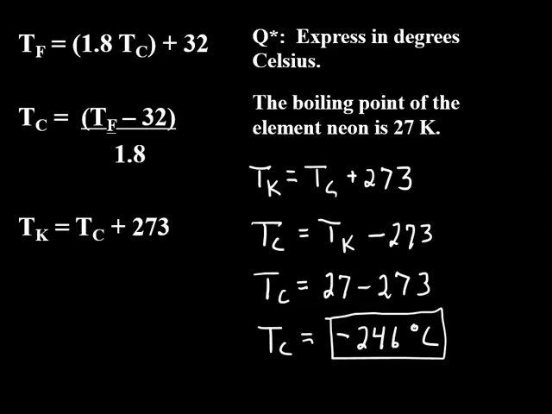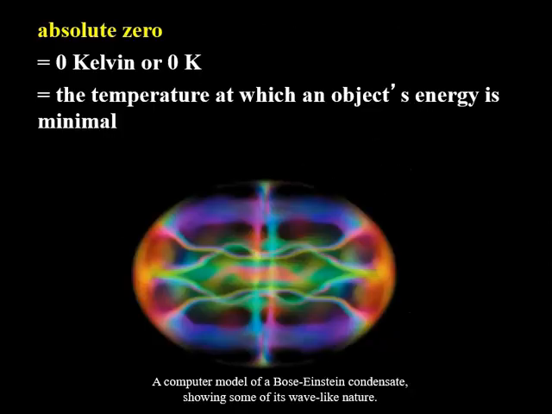When do we have negative Kelvin measurements? 0 kelvins is the coldest possible temperature. There is no negative temperature scale in kelvins. This coldest possible temperature is called absolute zero. It is 0 kelvins. It is the temperature at which an object's energy is minimal. Where do we get this temperature? It's impossible. You cannot have 0 kelvins.